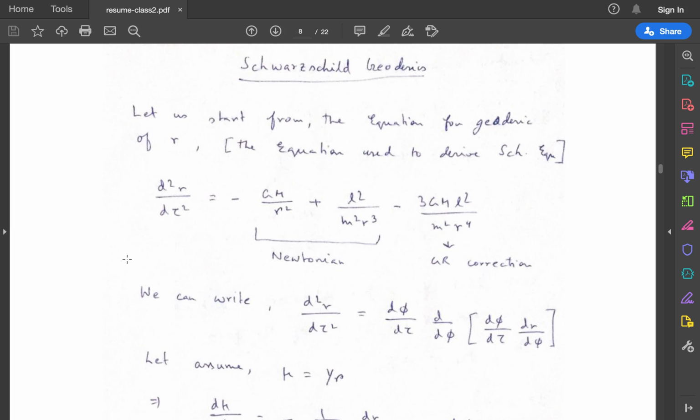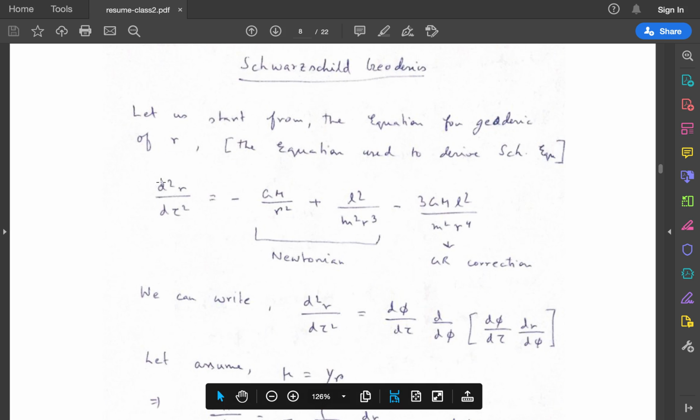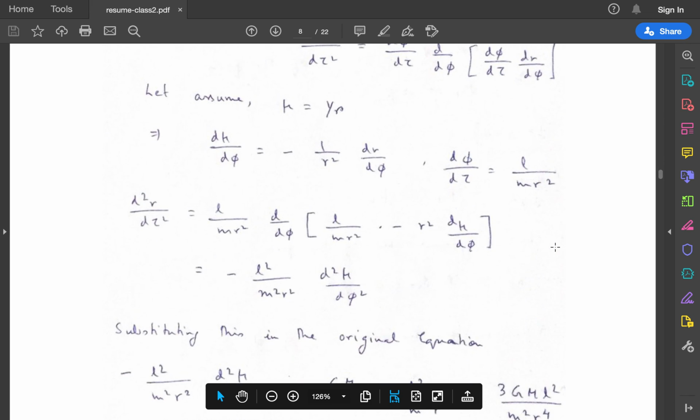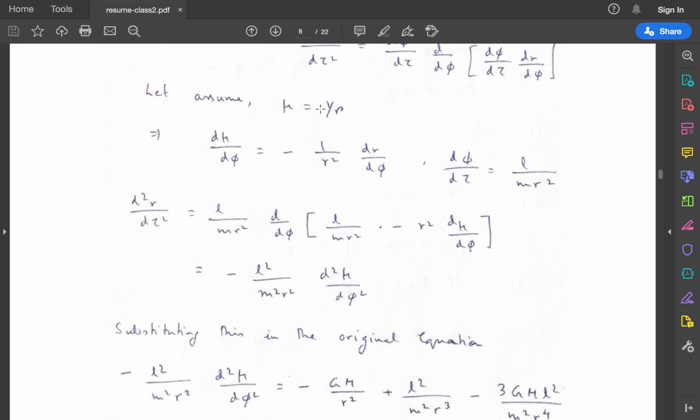Okay, so we can always write the left hand side, d²r/dτ², in terms of φ and τ. So we can write this as dφ/dτ times d/dτ of (dφ/dτ dr/dτ). Once we do this, let us assume u equal to 1/r, as we usually do in classical mechanics to find the orbit equation. This helps us in many ways, and finally we go back to 1/r and check. So we do that here also.